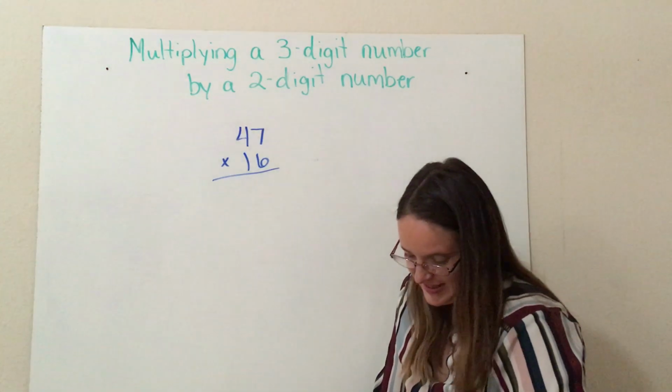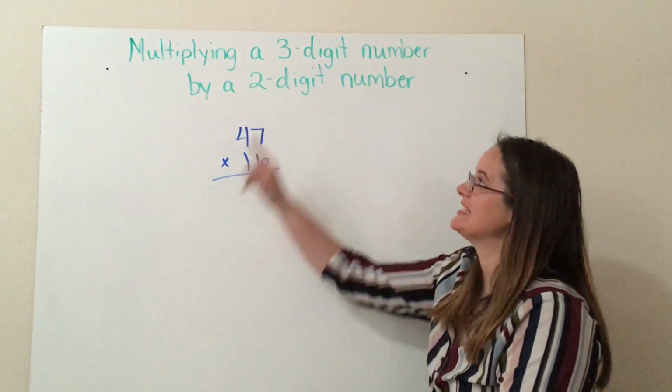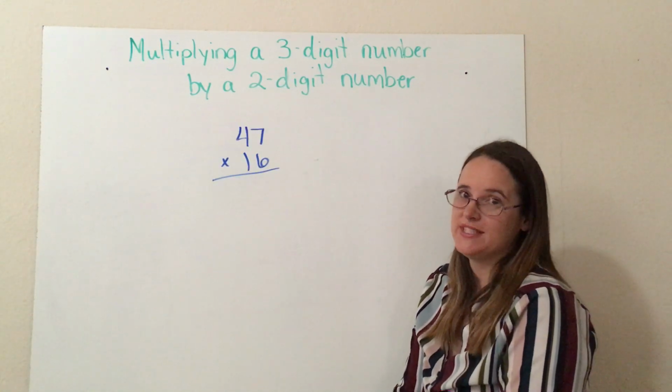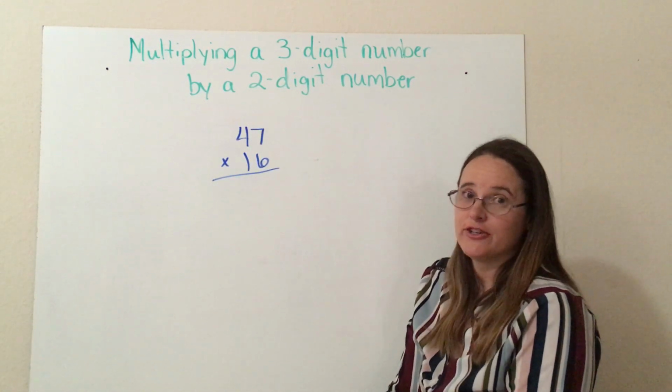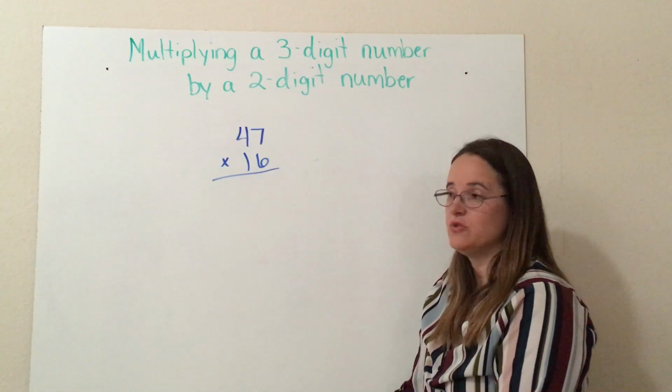Today we are on lesson 113 of Saxon Book 4. Today's lesson is multiplying a 3-digit number by a 2-digit number. So first I want to review. We have already learned how to do 2 digits times 2 digits.